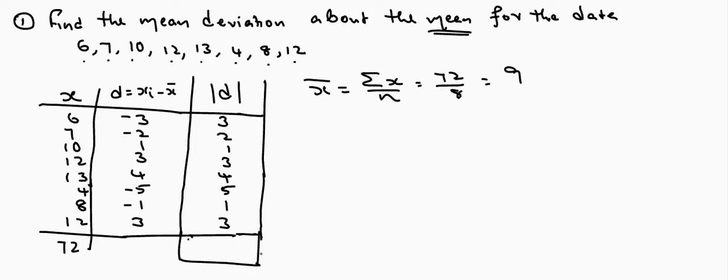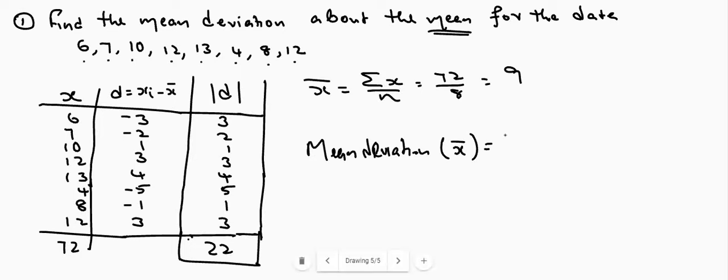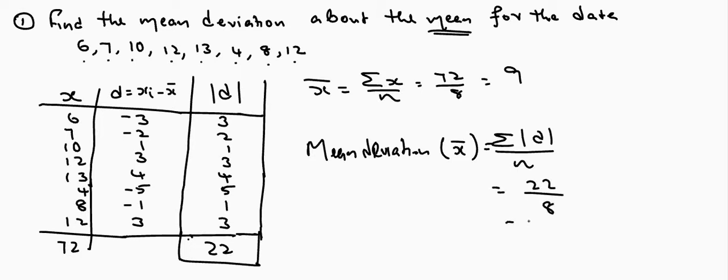Now we are going to find the mean of the deviations. The absolute values of the deviations are 3, 2, 1, 3, 4, 5, 1, 3. Their sum we get as 22. Now mean deviation about mean is equal to summation modulus d divided by the number of observations, that is 22 divided by 8, which is equal to 2.75.